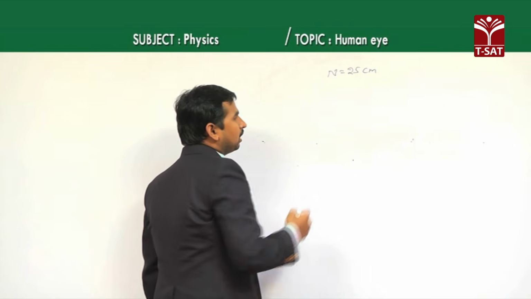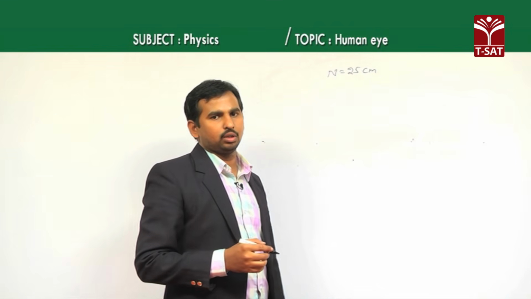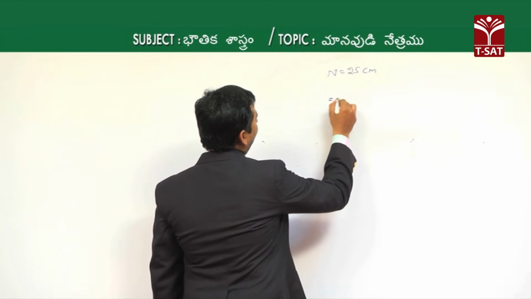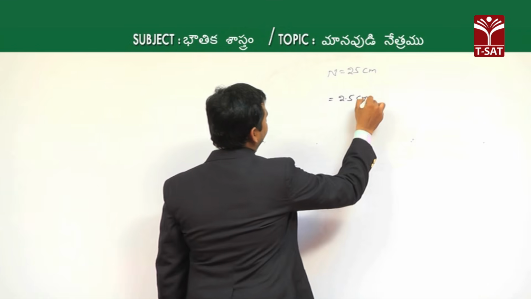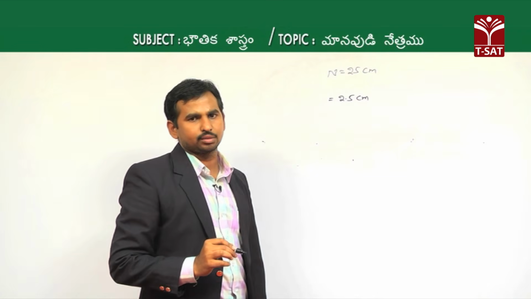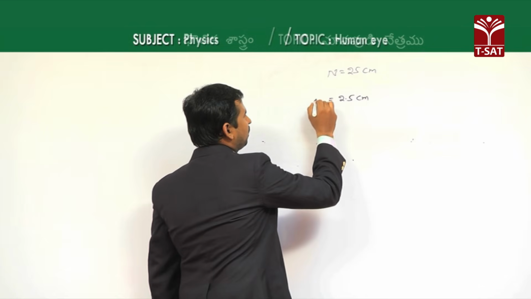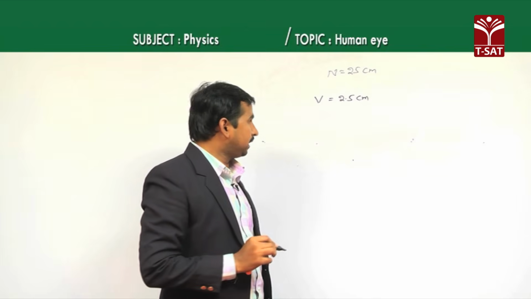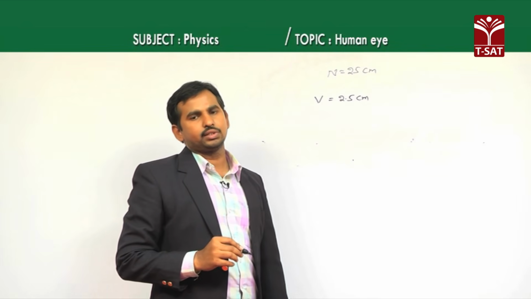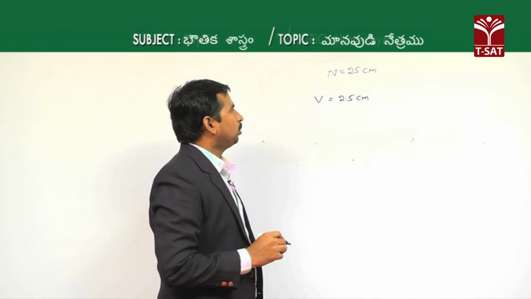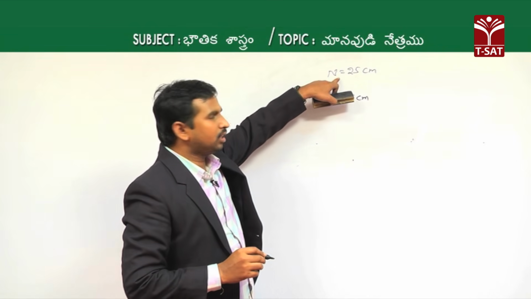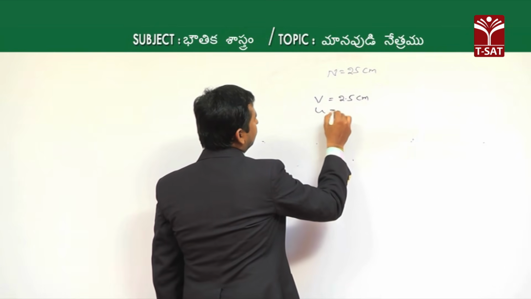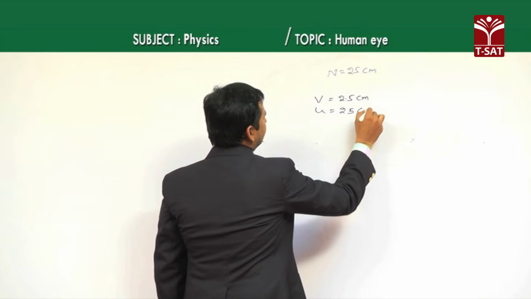We know that the average diameter of our eyeball, which is the distance from the eye lens to the retina, is around 2.5 centimeters, which means nothing but our image distance, because the retina is acting like a screen. That is why that distance is nothing but the image distance here, which is v equal to 2.5 centimeters. And now we are taking the near point distance as our object distance here. So, object distance u is equal to 25 centimeters.